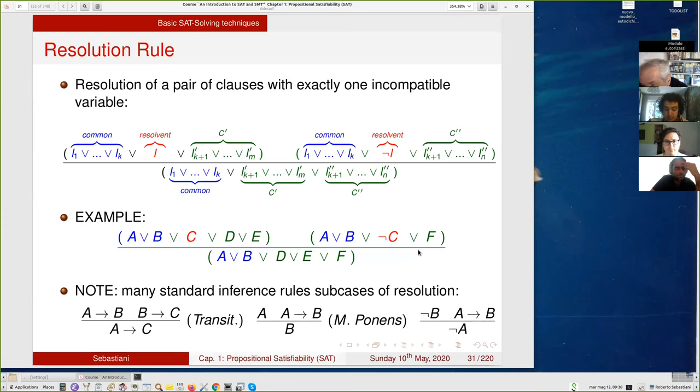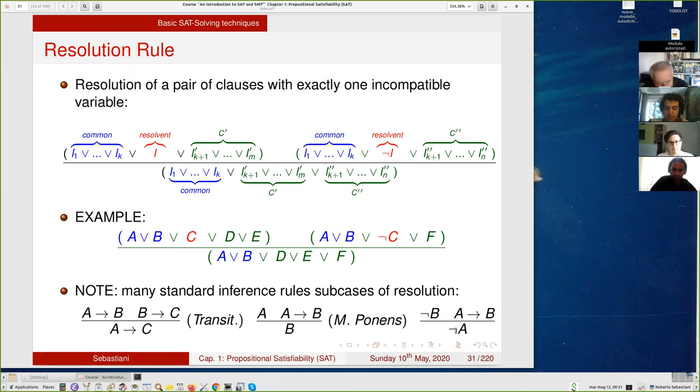If you remember that an implication, A implies B, can be written as not A or B, then you can see, for instance, that the transitivity of implication, A implies B and B implies C means that A implies C, is a subcase of resolution. You see that quite clearly. Also multiple combinations of this rule. But also Aristotle's modus ponens: from A and A implies B, you can infer B. So the famous Aristotle syllogism is a subcase of resolution if you think of A implies B as not A or B.